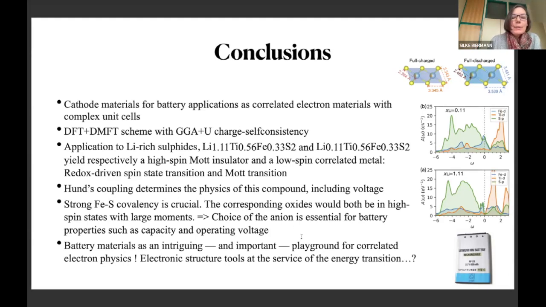So one can conclude that the choice of the anion is essential for optimizing the battery properties such as capacity, but also operating voltage, of course. And finally, that means that battery materials are an intriguing and maybe important playground for correlated electron physics, and that in turn, electronic structure tools nowadays can maybe be put at the service of the energy transition. Thank you very much for your attention.